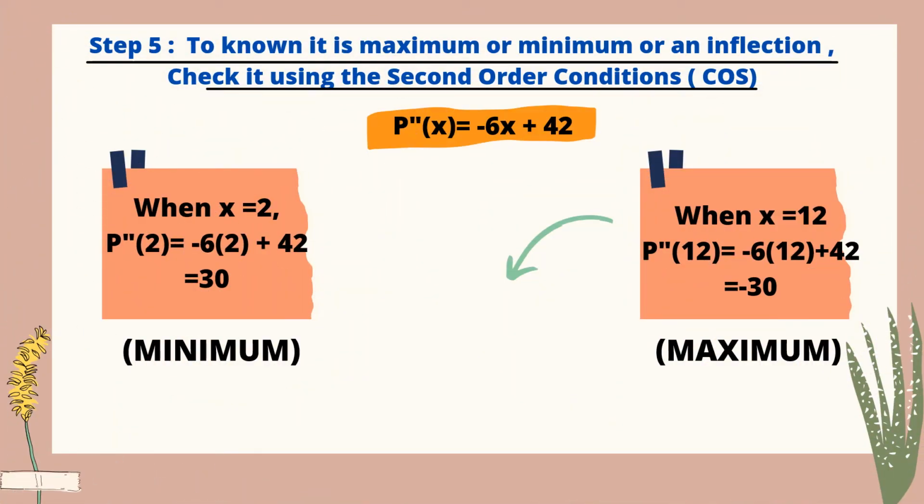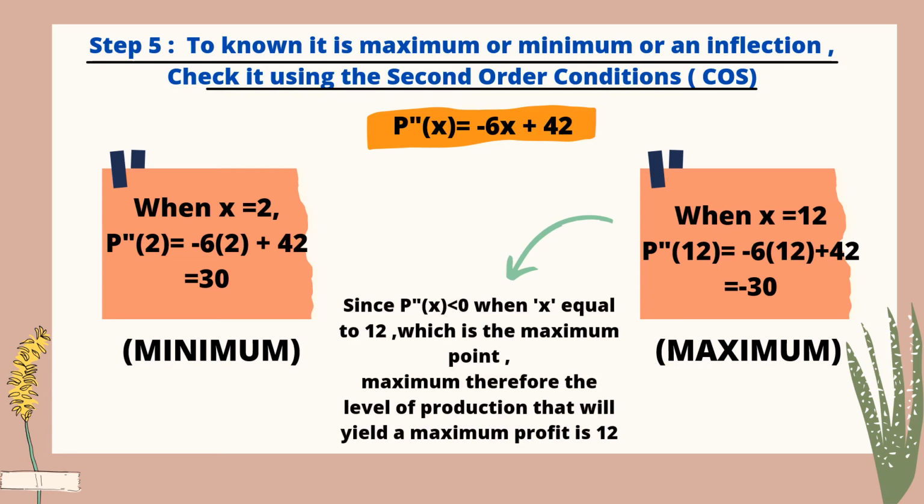Last step, we need to check the production levels, which are 2 or 12, using the second order condition to find whether it is a maximum or minimum. When x equals 2, we get the second derivative of the profit function is 30, which is more than 0. So it is a minimum. While x equals 12, we get negative 30, which is less than 0. So it is a maximum. We can say that since P'' is less than 0 when x equals 12, it is the maximum point. Therefore, the level of production that will yield a maximum profit is 12.